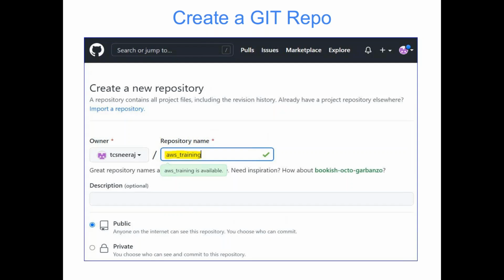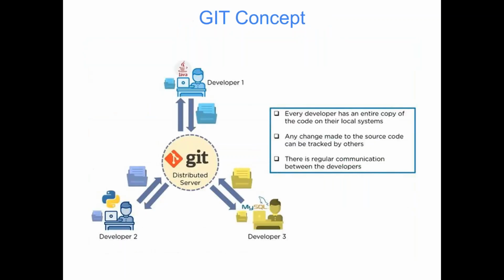Sorry, those three developers are using different software, right? Like one is using Java, one is using Python, and one is using SQL. No, it's not software. It's like they are working on multiple types of files. This guy may be working on Python code, this guy is working on writing a MySQL query, this guy is writing Java code, something like that. So this entire code can be maintained in a single repository.